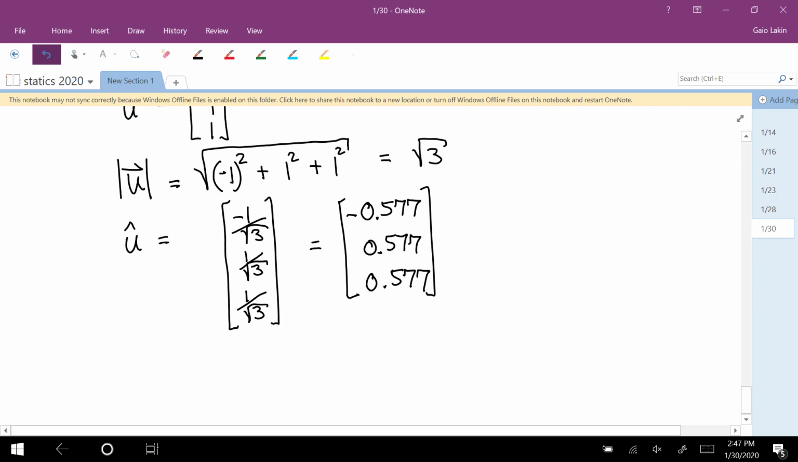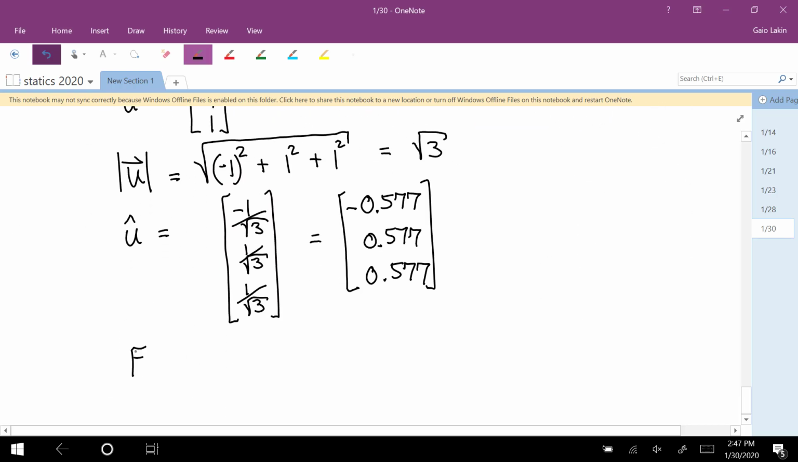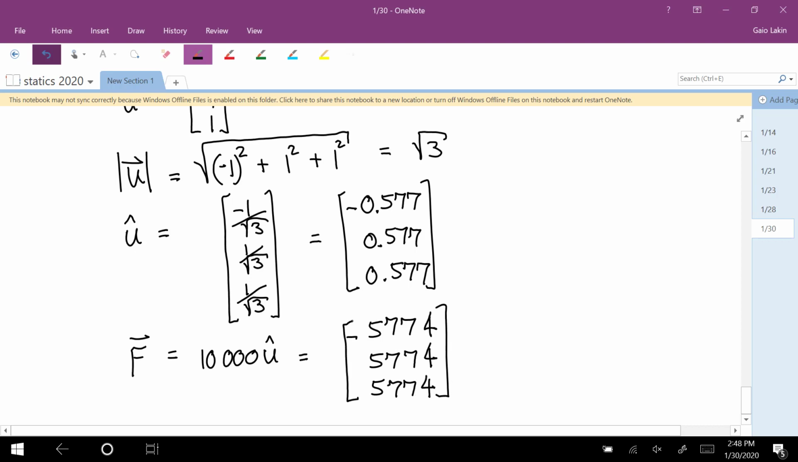So now we have this unit vector. So the force vector is 10,000 times that. So -5774, +5774. What comes after the 7th? Okay, so let's just make that -5774, +5774, +5774. Any questions about that?